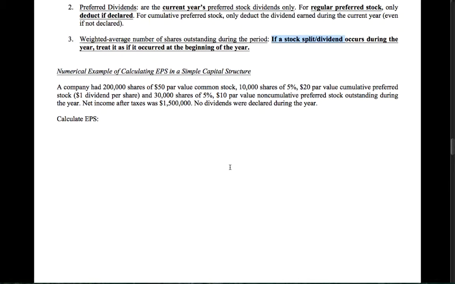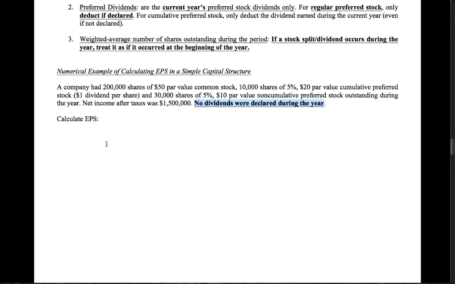A company has 2,000 shares of $50 par value common stock. It also has 10,000 shares of 5% $20 par value cumulative preferred stock, which pays a $1 dividend per share, which is the 5% times 20. And they also have 30,000 shares of 5% $10 par value non-cumulative preferred stock outstanding during the current year. The net income after taxes was 1.5 million. There were no dividends declared during the current year, and that is key as we start to go through this.